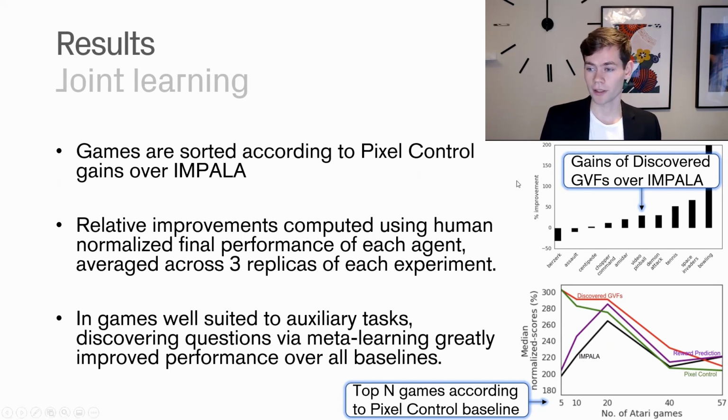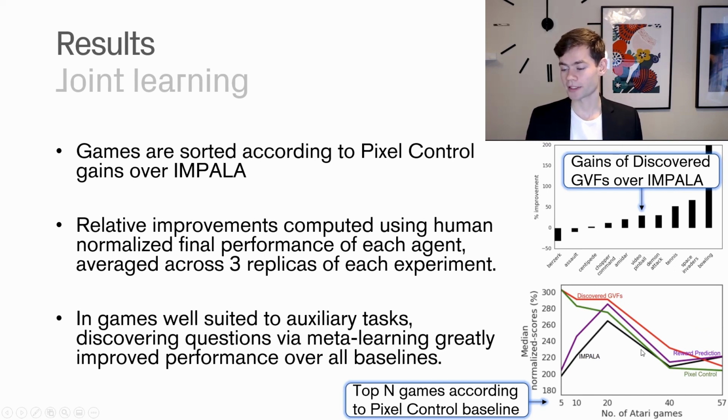And what we can see here in this figure is the performance of the discovered GVFs over Impala. So for everything that's above 0 here, we basically have better performance for GVFs compared to Impala. And for Berserk and Assault here on the left-hand side, we have worse performance of GVFs compared to Impala. So we can see that for the majority of games here, even though they're not sorted according to GVFs in particular, GVF tends to actually perform quite well on these tasks.